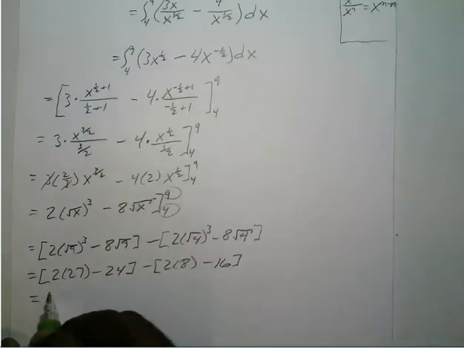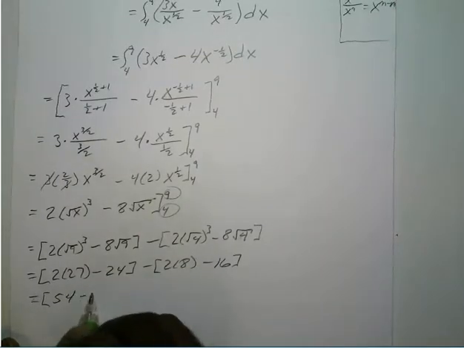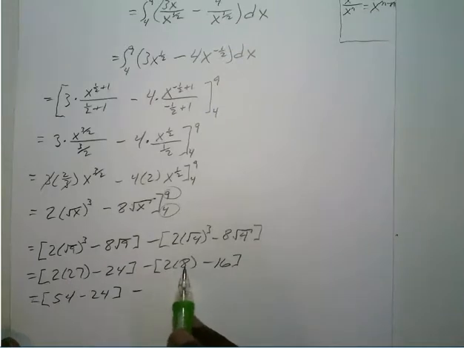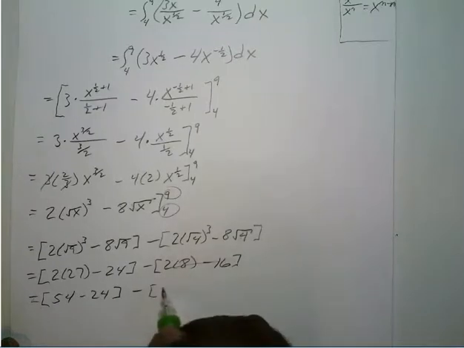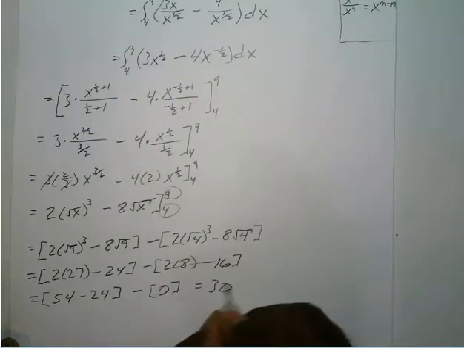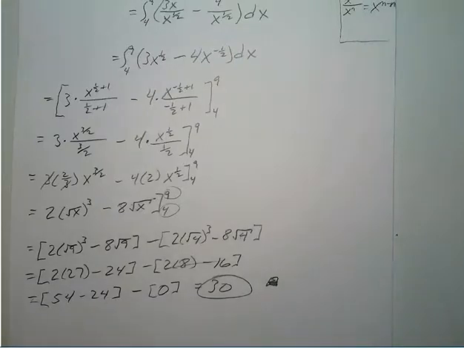Alright, so if you notice here, 2 times 27 is 54, minus 24, minus 2 times 8 is 16, so you have 16 minus 16, which is 0, so that's minus 0. So 54 minus 24 is equal to 30. Okay, and that is our answer.